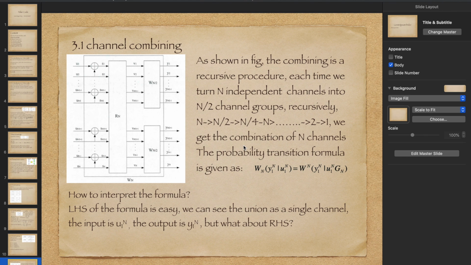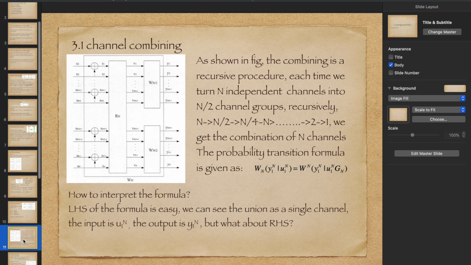The combining is a recursive procedure, and each time we turn n independent channels into n half-channel groups, and recursively, through log n steps, we get the combination of n channels, and the probability transition formula is given as this one. So the left-hand side of this formula is easy. We can see the union as a single channel, and the input is U1n, and the output is a vector Y1n. But what should we interpret about the right-hand side of this formula?